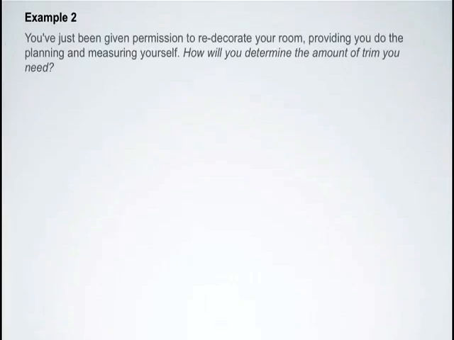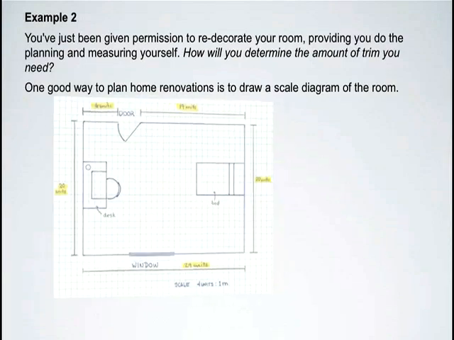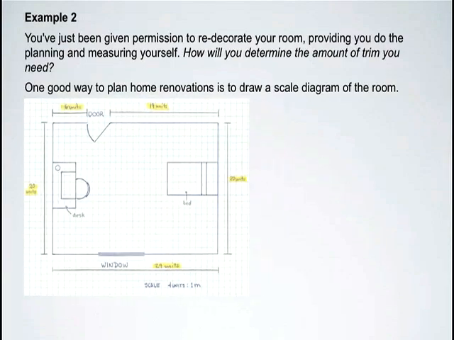Example 2. You've just been given permission to redecorate your room providing you do the planning and measuring yourself. How are you going to determine how much trim you need to buy? So the good way to plan out any sort of home renovation is by drawing a scale diagram. So the diagram of your room could look like this.